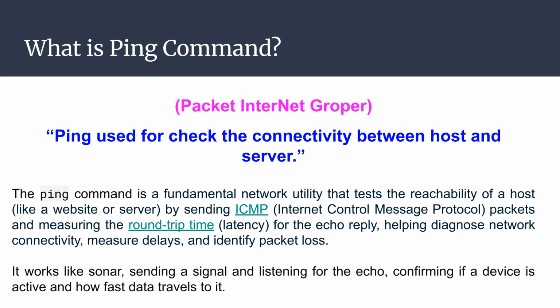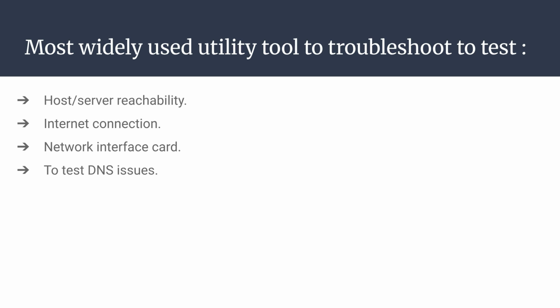Ping stands for Packet Internet Groper and is used to check connectivity between a host and a server. It uses ICMP packets to test reachability and measure the round-trip time, helping diagnose network issues like latency and packet loss. Ping is a widely used utility tool for troubleshooting and testing various network components, including host and server reachability, internet connections, network interface cards, and DNS resolution issues.